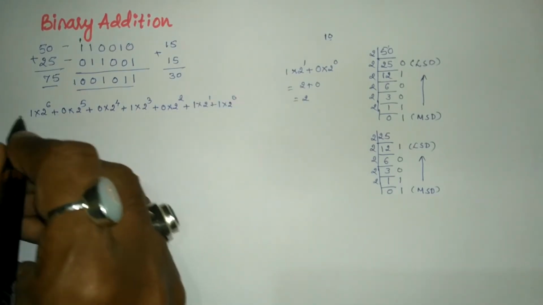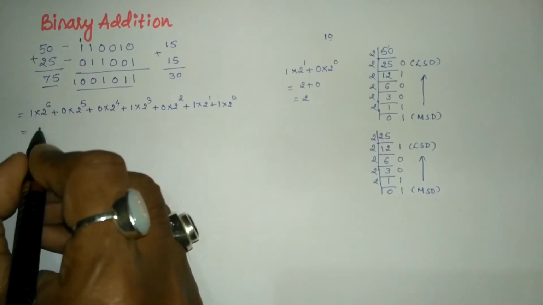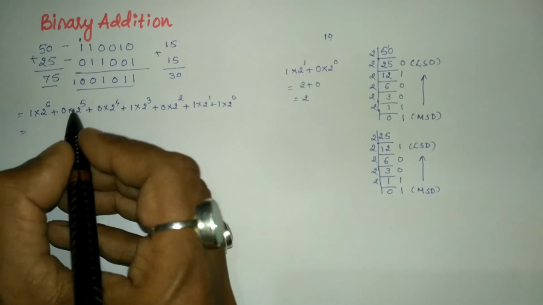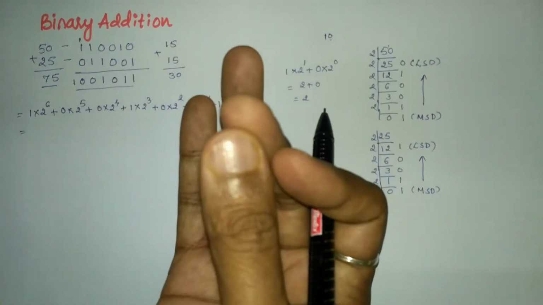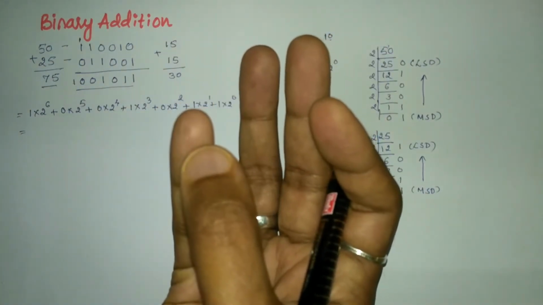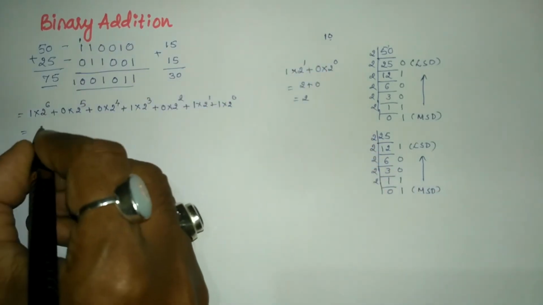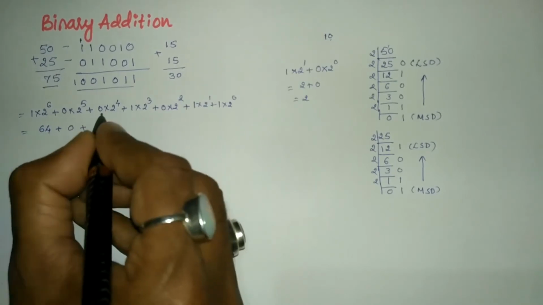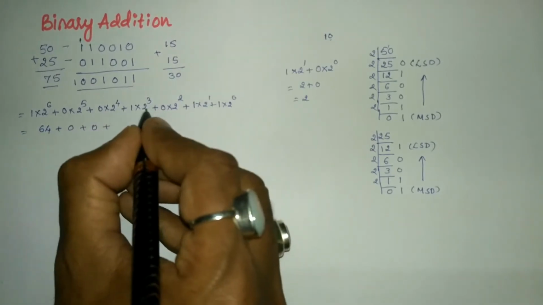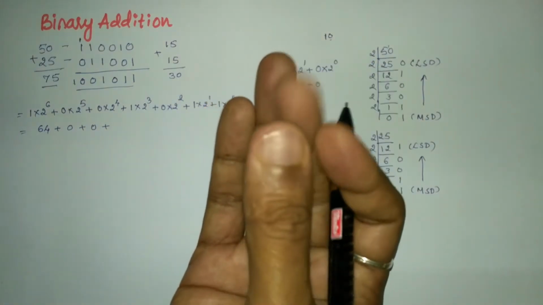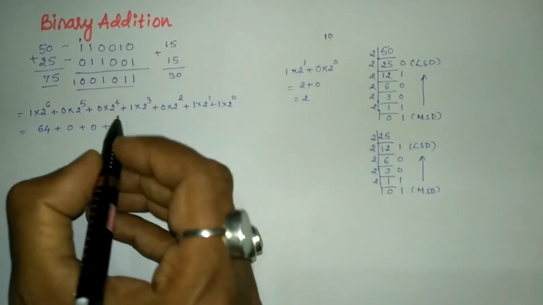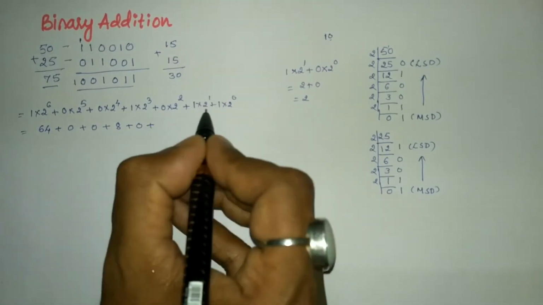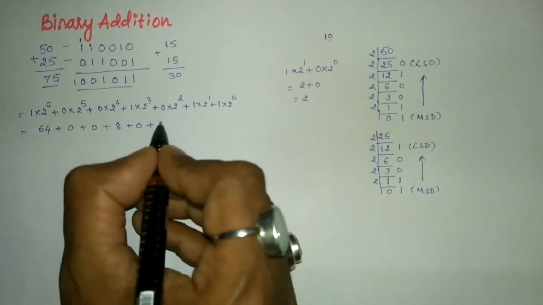Now let us further simplify this. 2 to the power 6 has to be multiplied 6 times. 2 2s are 4, 4 2s are 8, 8 2s are 16, 16 2s are 32, 32 2s are 64. Here I'll write 64, 1 into 64 is 64. 0 into anything will become 0 plus 0 into anything will become 0 plus 2 to the power 3 is 2 2s are 4, 4 2s are 8. Here 8 1s are 8. I'm going to write 0 into anything will be 0 plus 2 to the power 1 is 2. 2 1s are 2.